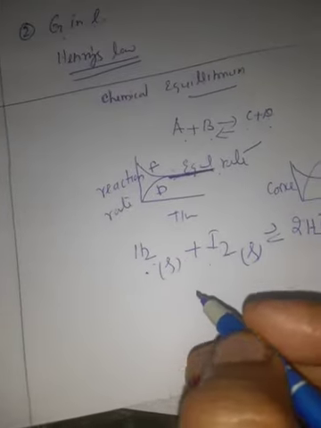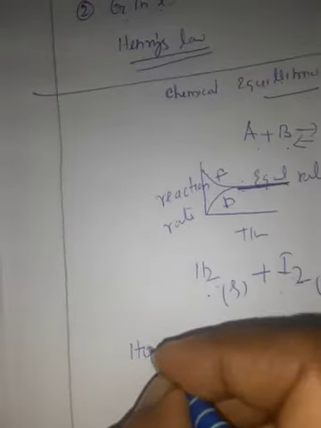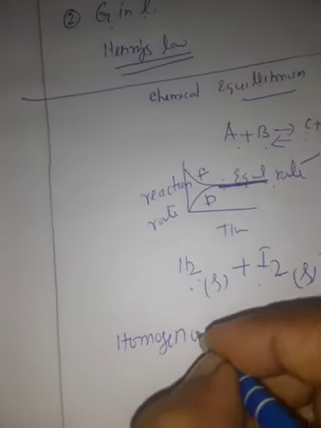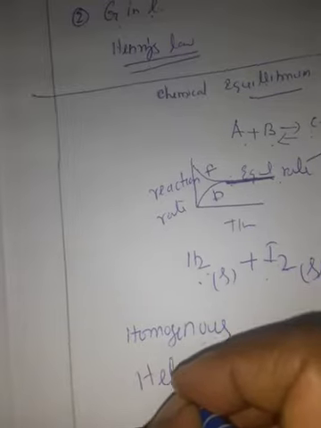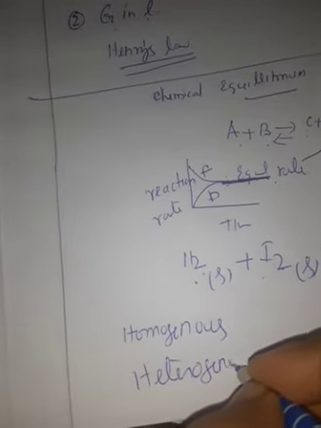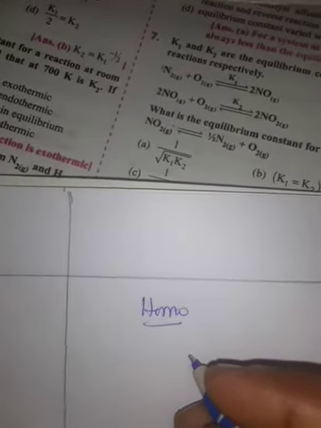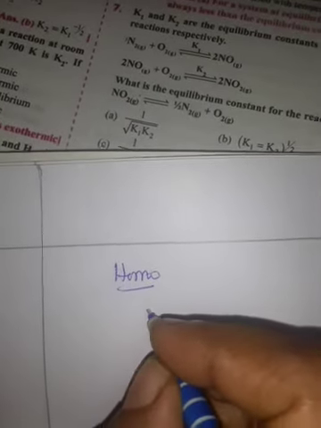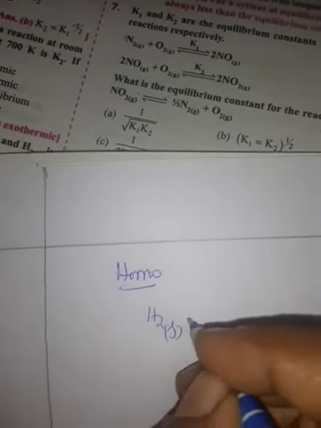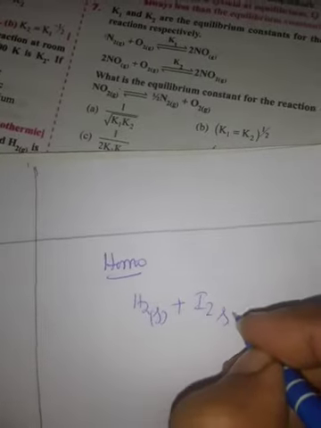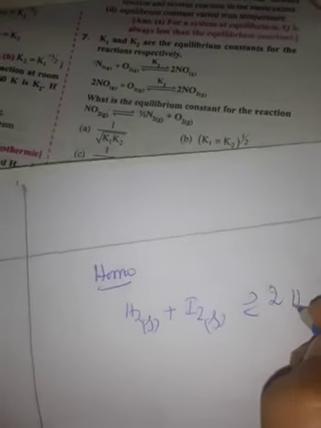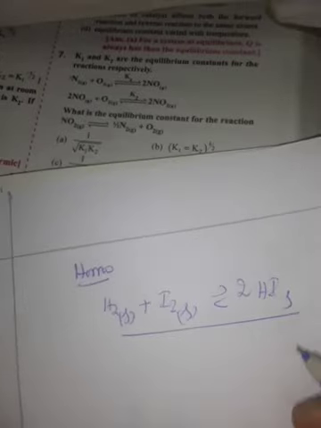Now, chemical equilibrium divides into two types: homogeneous equilibrium and heterogeneous equilibrium. Homo means same, hetero means different. In homogeneous equilibrium, all reactants and products are in the same phase. Same example, H2 gas plus I2 gas giving 2HI gas. All are in gaseous condition.